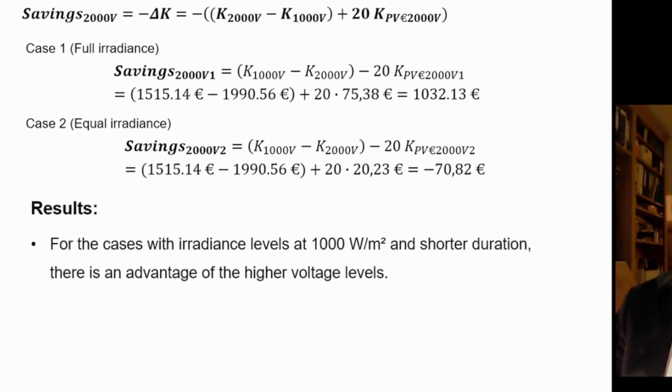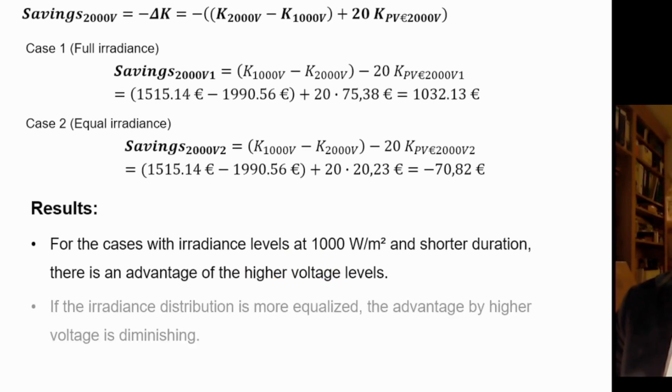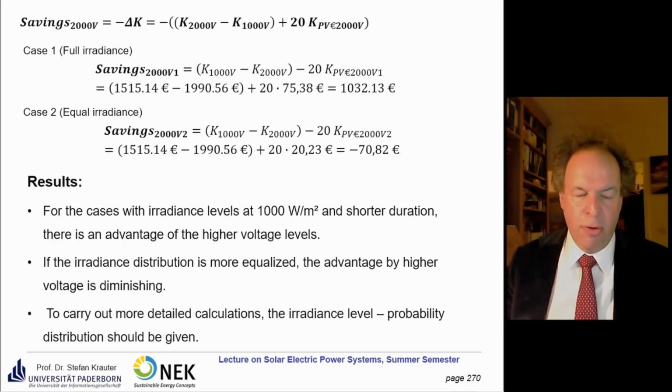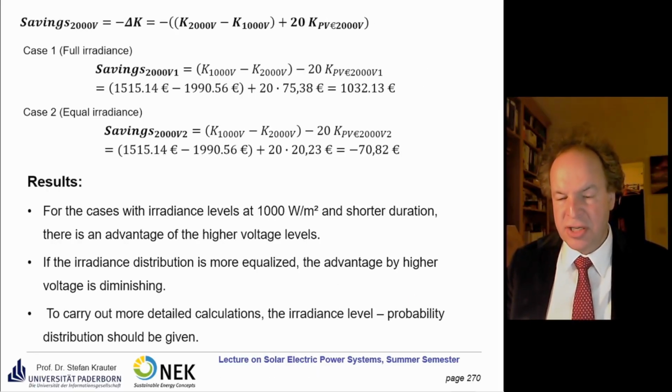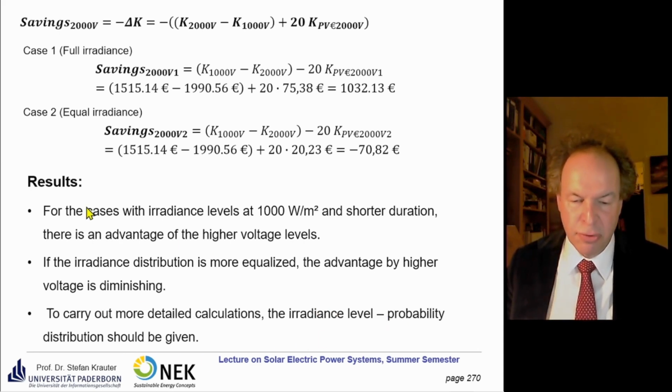We see that if we have intense irradiance, not for all time of the year, but close to 1000 watt per square meter, then we have some advantages for the higher voltage levels. But if we have more equalized irradiance in the vicinity of 280 watt per square meter on average, then the advantage is diminishing. It can even be negative, so we have additional costs. Therefore, in order to carry out a more detailed calculation, the irradiance level probability distribution should be given, and then we could really do more detailed calculations of how much the costs are. We just took the two extremes here in this case.